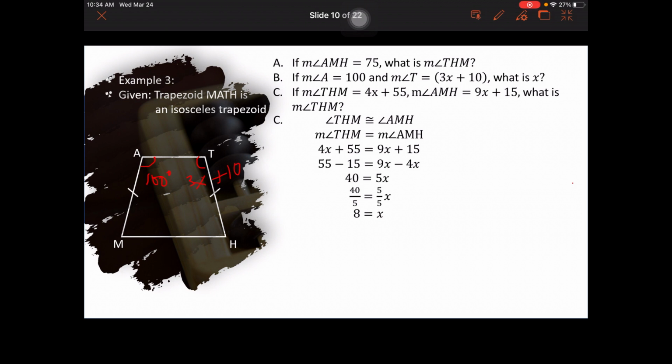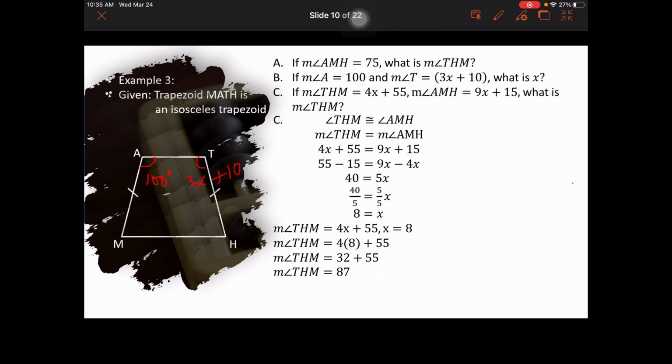The question is, what is the measure of angle THM? So, dito po, THM is equal to 4x plus 55. And then, isa-substitute lang po natin yung nakuha nating value ng x doon sa given. We have 4 times 8 plus 55. That is 32 plus 55, which is equal to 87. The measure of angle THM is equal to 87.